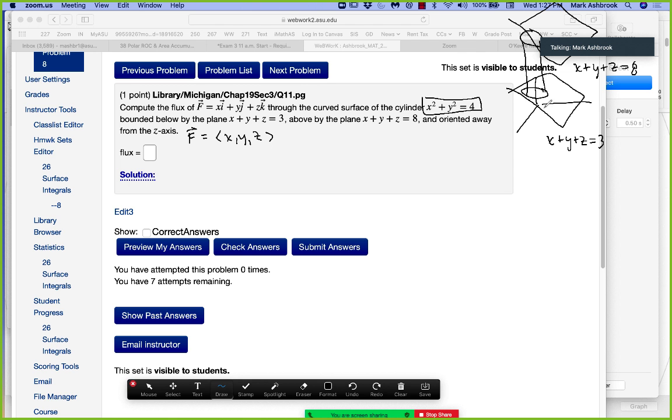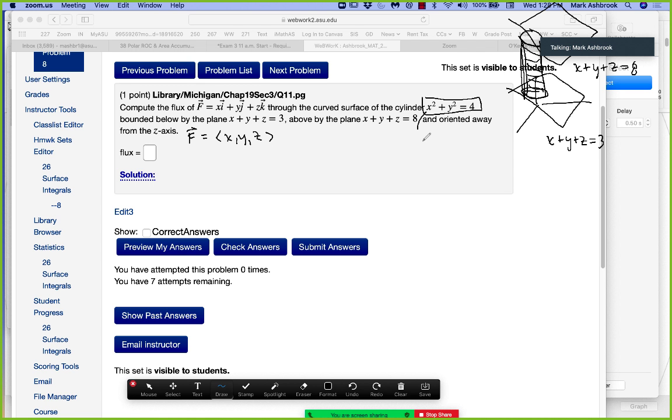Those planes are just cutting it off. All we care about is the flux through the cylinder. These planes are just telling us where to start and stop the cylinder, so they're not part of the surface. Start at x plus y plus z equals 3, end at x plus y plus z equals 8, and find the flux out of that cylinder.